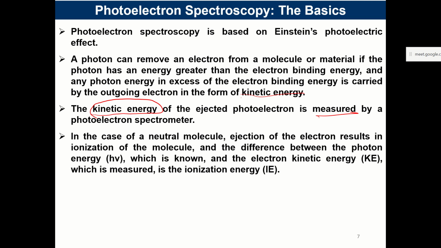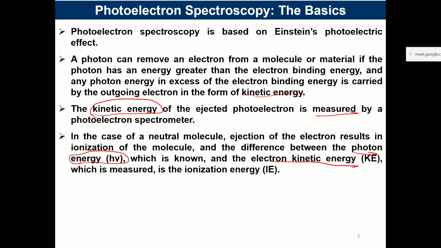So you can think of the ejection of an electron from a neutral molecule. When the molecule is ionized, the photon energy is known: how much frequency you are giving, h mu, is known. When the photon with h mu energy makes an impact on the surface, or on a molecule, the electron is ejected, and this kinetic energy is to be measured.